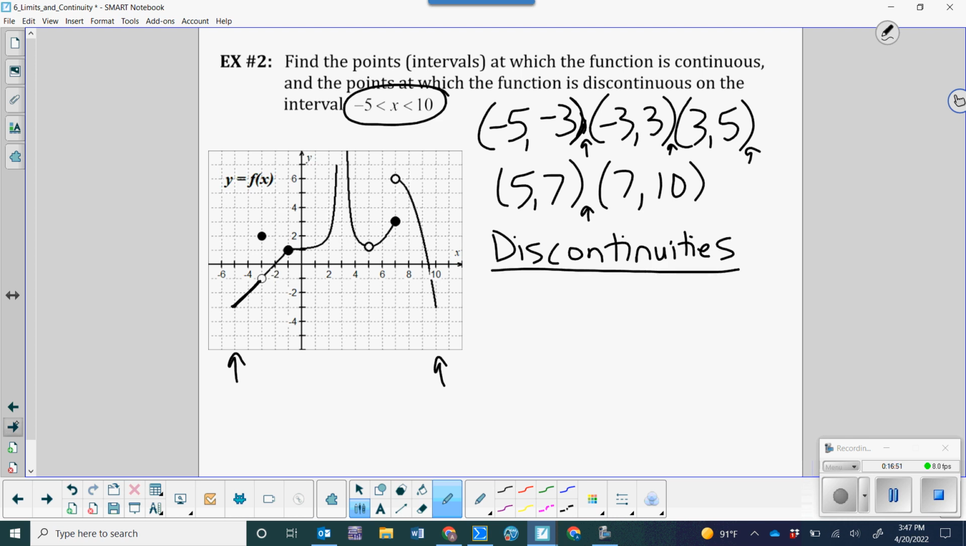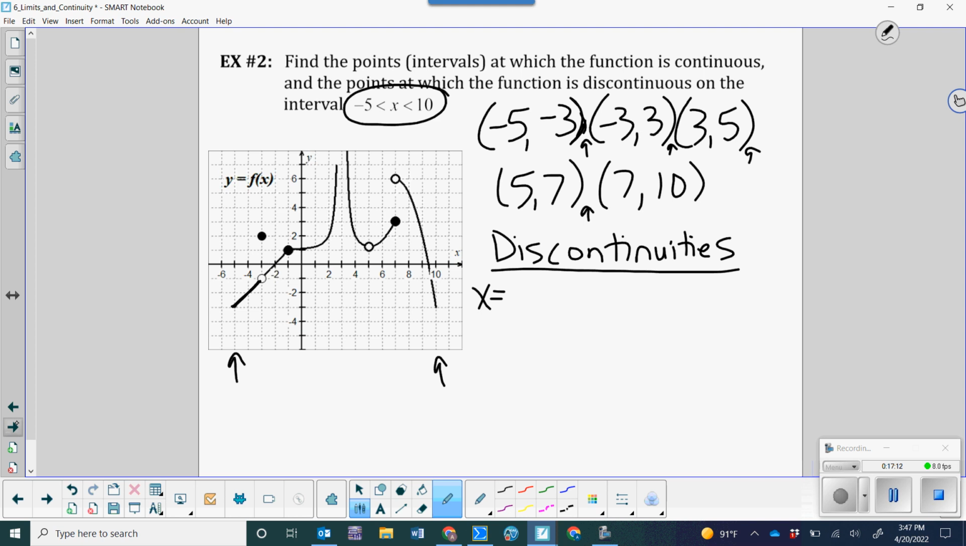And then we're going to go ahead and name them. It doesn't say to name the kind, but we're going to go ahead and do that. So we want to list the points where it's discontinuous. Now, when we list the points, normally when something says list the point, you should give an ordered pair, but we're just going to give the x values of those places.